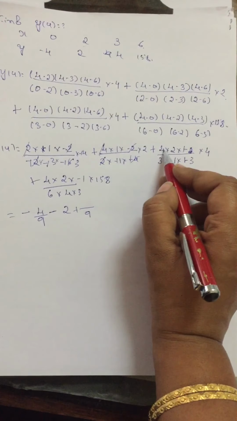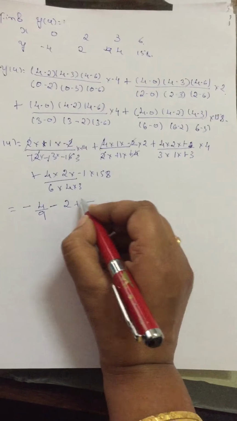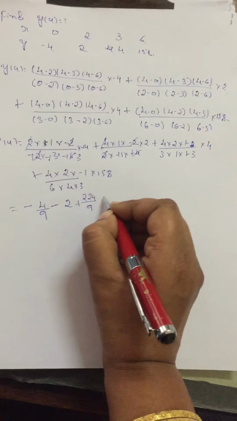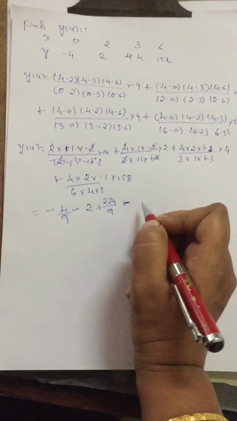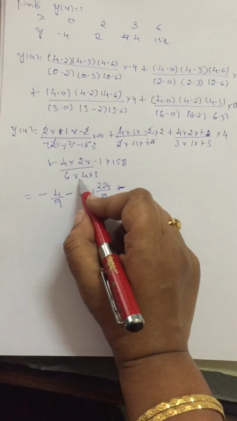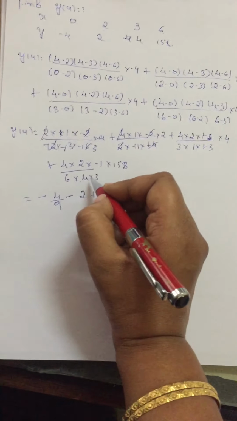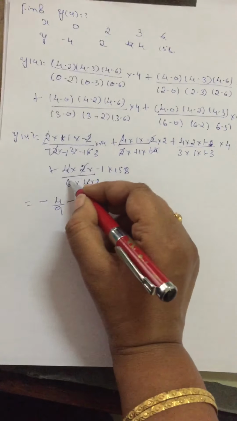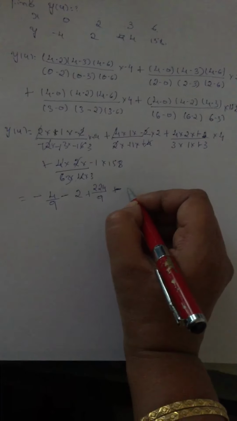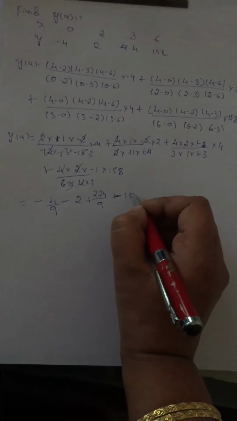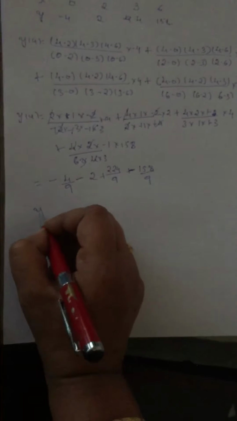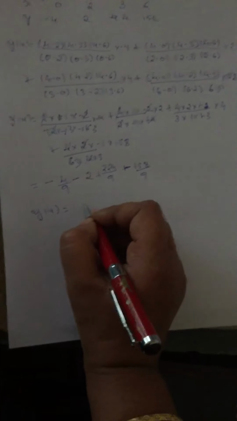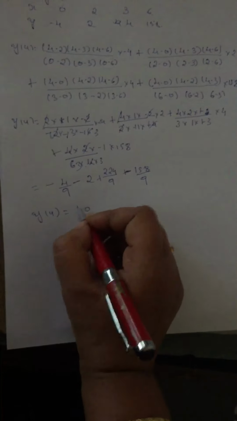2 2s are 4. 4 4s are 16. 16 4s are 224 plus here minus 1 4 cancel. 2 1s are 2, 3s are, so 158 divided by 9. Totally at last we simplify, we get f of 4 value 40.